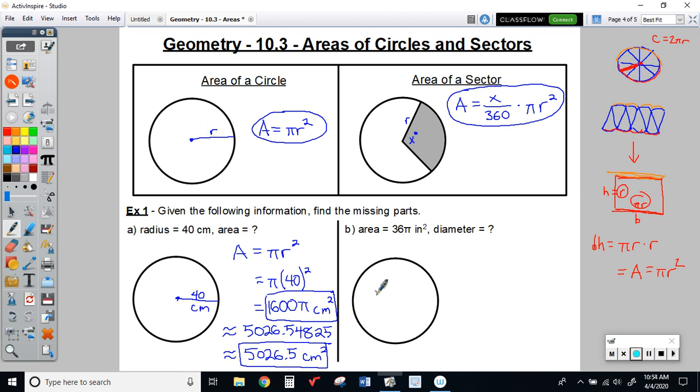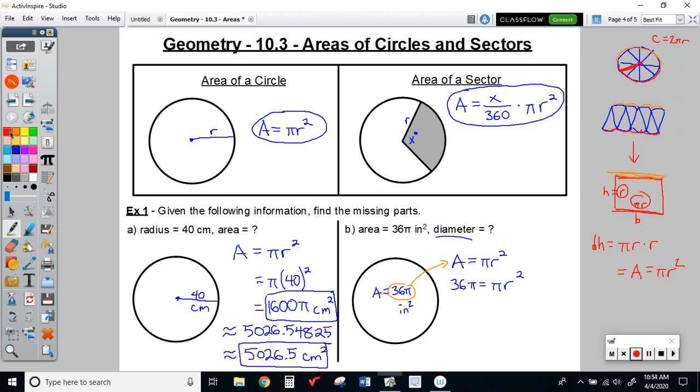On this one, area is 36 pi inches squared. So I'm just going to put that on the inside. We're looking for the diameter on this one. The formula is still the same though. Area is pi r squared. Let's plug in what we know and figure out what we don't. So we know this time the area is 36 pi. We're going to take that and plug it in for A right there. So 36 pi equals pi r squared. We don't know what r is yet.